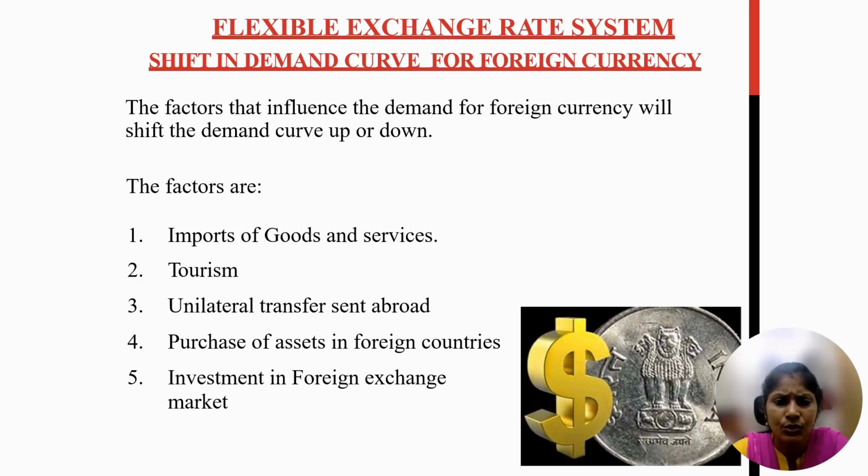And next is the unilateral transfer sent abroad. Many people in India, for business transactions, send money to other people. It may be for business or for any gift items. And purchase of assets in foreign countries and investment in foreign exchange markets have the same kind of relationship. So you have understood how it is related with the demand.